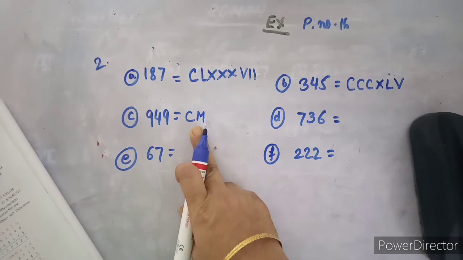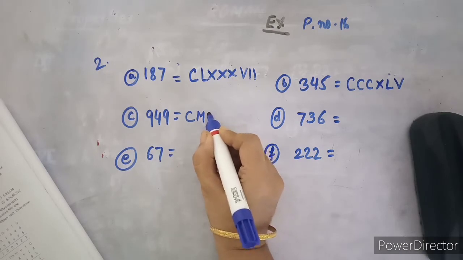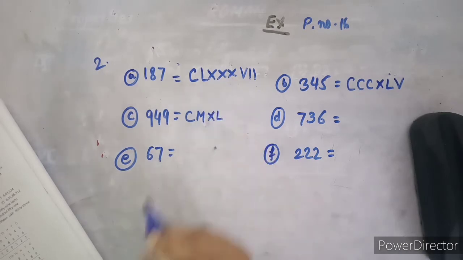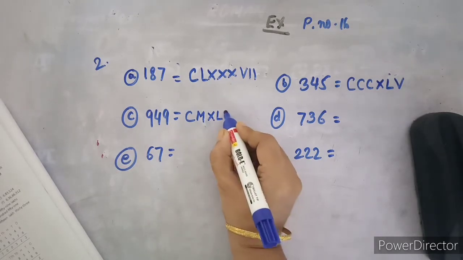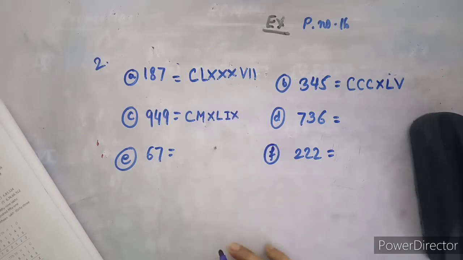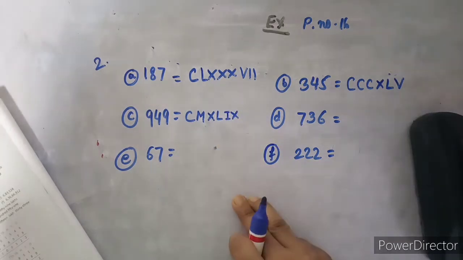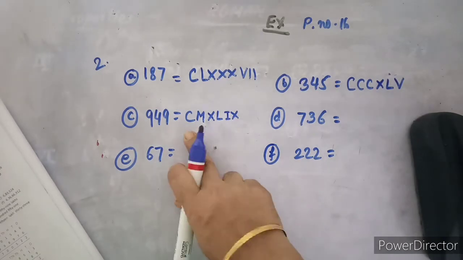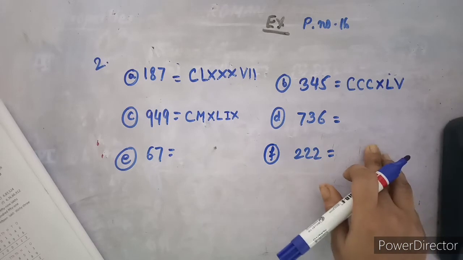900. Okay, 900. Then you have 40. 40 means it is 10 less than 50. That is why you can write it like this, 40. And 9, you know how to write 9. Okay, so this is the way you have to write the Roman numeral: CMXLIX.